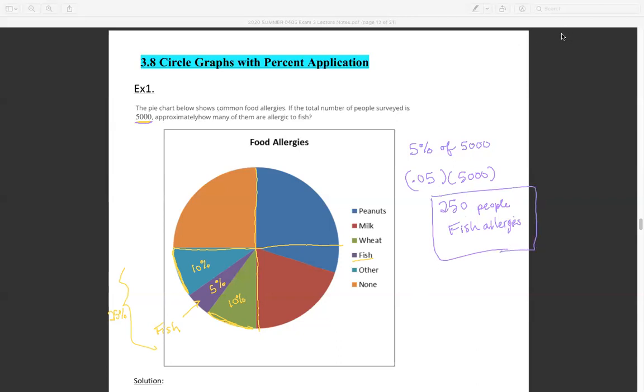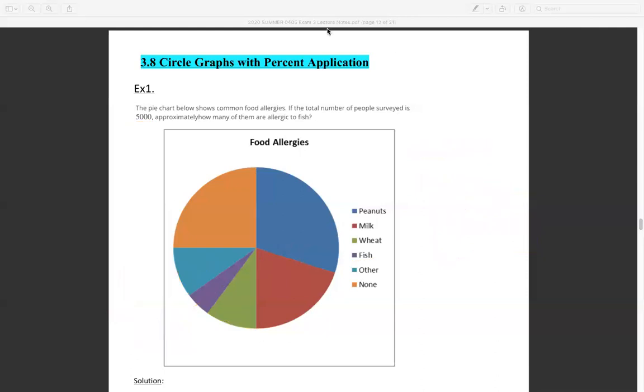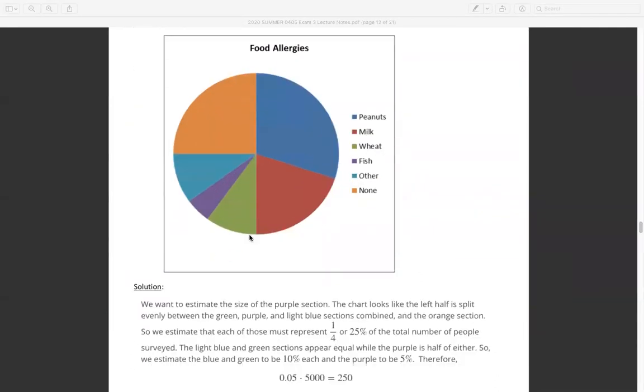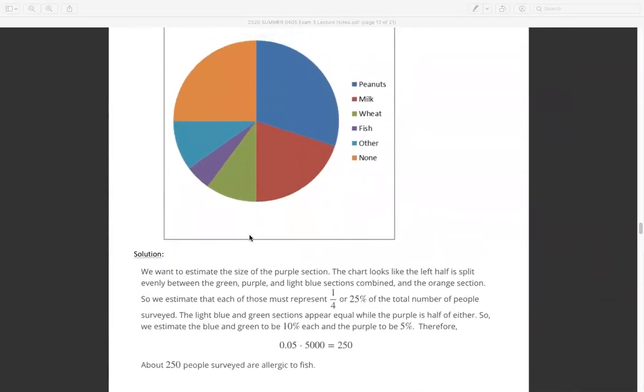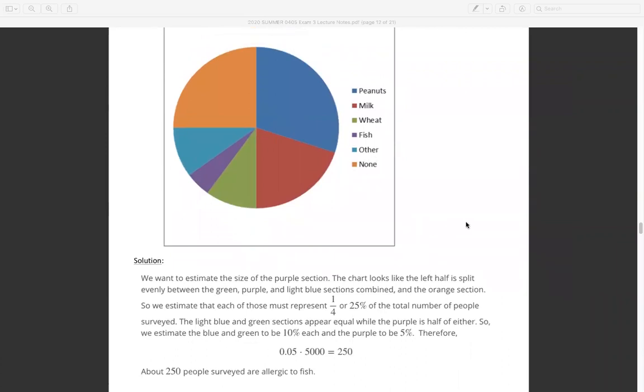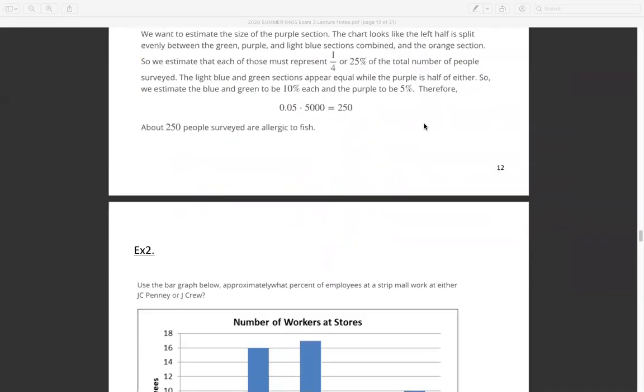All right. And then here's another explanation. It's basically what I did, but you can pause the video and read through it if you like. They're still getting the 250 answer. I'm going to move on to the next problem.